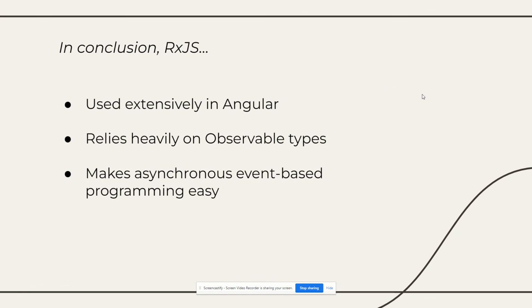Very useful. So in conclusion, RxJS is used very extensively in Angular, relies heavily on observable types, and just generally makes asynchronous event-based programming very easy.